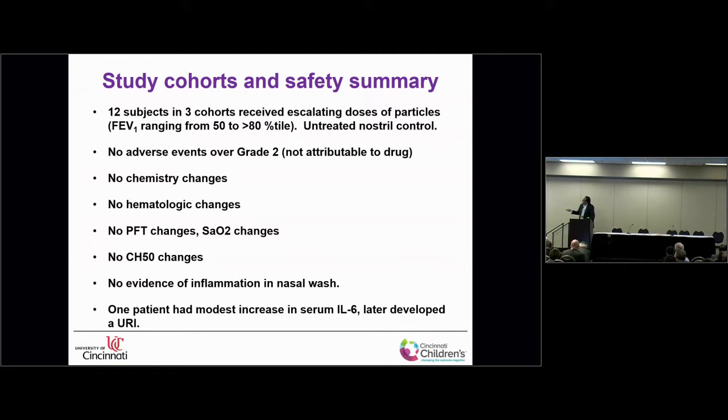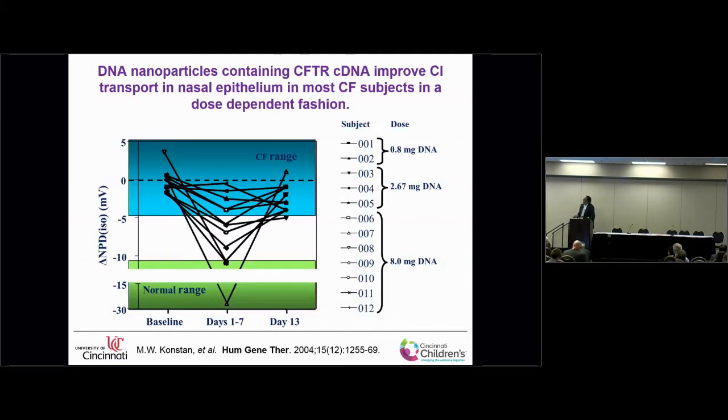It was a small study; only 12 subjects were studied. The responses as far as inflammation or chemistry changes or hematological changes or changes in complement activation were really zero. No evidence of inflammation in the nasal washes that we got from these cells, and nothing systemically evident. There was one patient that developed an increase in IL-6 in the serum, but they later developed an upper respiratory infection, and so it was not due to the vector.